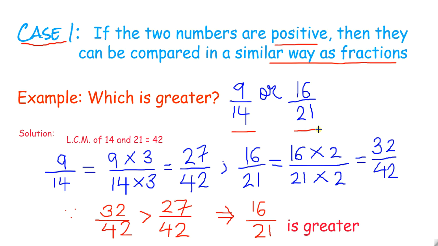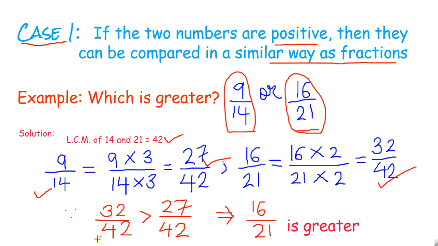Now, how do I compare two fractions when they are positive? I just compare their denominators. If the denominators are same, then I just have to compare their numerators. But here, in both of these numbers, the denominators are not same. So what is the next step that we do in comparing the fractions? We take the LCM of the denominators. So LCM of both the denominators 14 and 21 will be equal to 42. Now the next step is we try to make the equivalent fractions with the same denominator. So 9 upon 14 will become 27 upon 42 and 16 upon 21 will become 32 upon 42.